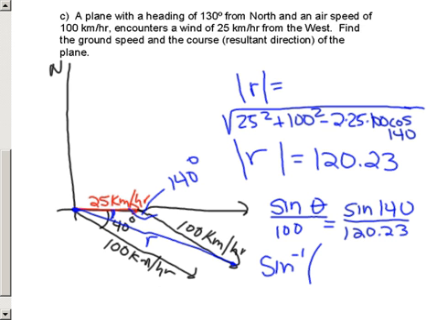So we're trying to find this angle. So then you get 100 sine 140 over 120.23. And what do you get?